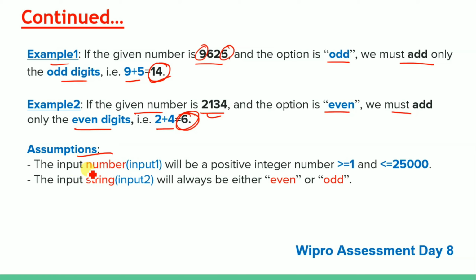Here the assumption is given that the input number, that is input 1, will be a positive integer number which is greater than or equal to 1 and less than or equal to 25,000, and the input string, which is input 2, will always be either even or odd. We will solve this problem in Dev C++ application.